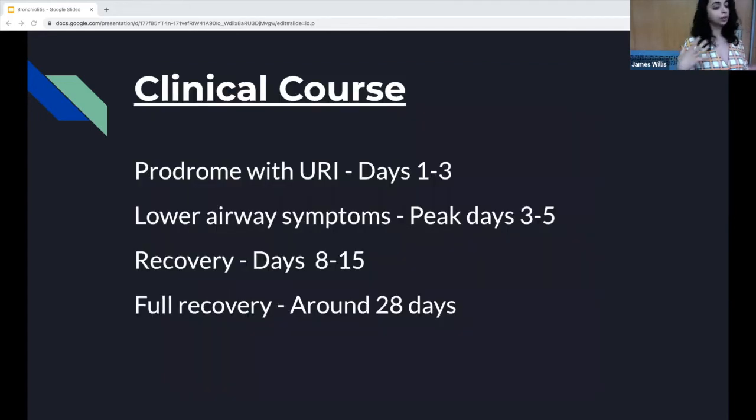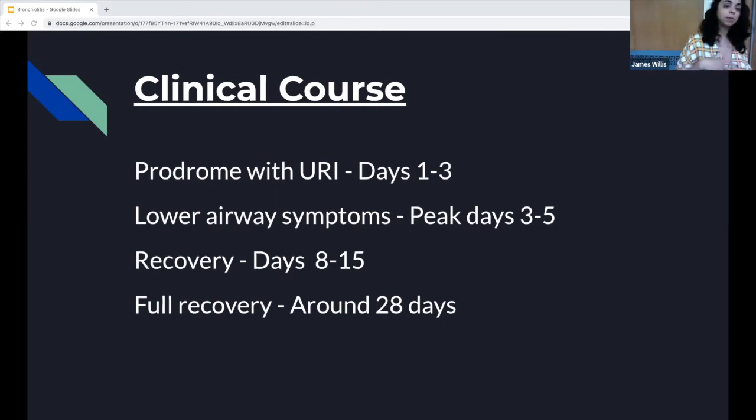Again, the clinical course: generally you have a prodrome that starts with the URI, usually days 1 to 3. And then you see kids that present with the lower airway symptoms. The peak days are 3 to 5, followed by generally a gradual reduction. Recovery can last up to 8 to 15 days on average, but full recovery can actually take up to a month. So if you have a child that presents into the ER a month after they were admitted, they could still be having some of those residual effects from their initial bronchiolitic infection.